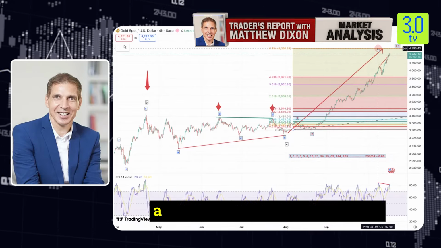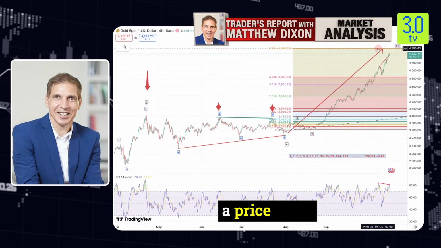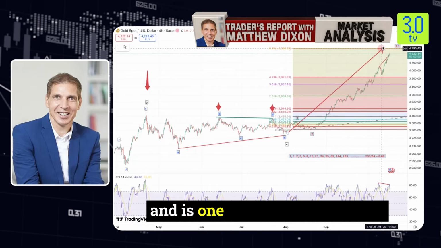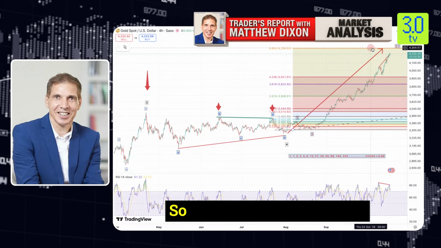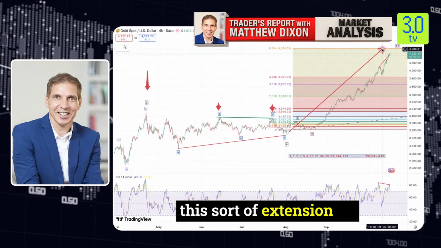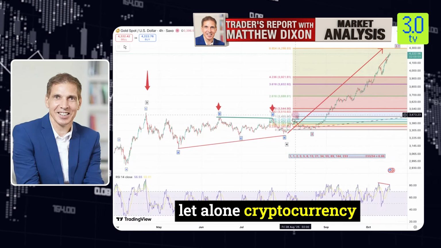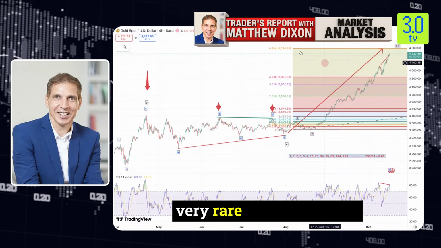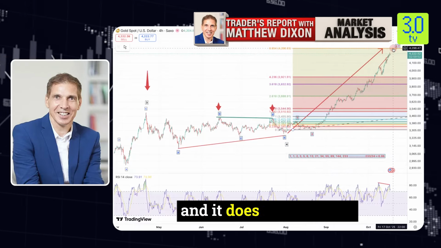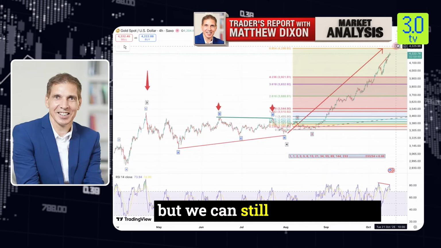Now, this is a really extended measurement within a price chart, and it's one that actually signifies that we may be close to a blow off top. So we don't normally reach this sort of extension within any asset, let alone cryptocurrency. 4.236 we do see occasionally. It's very, very rare that we see this sort of extension. And it does indicate that we may be getting near a blow off top. But we can still extend further.